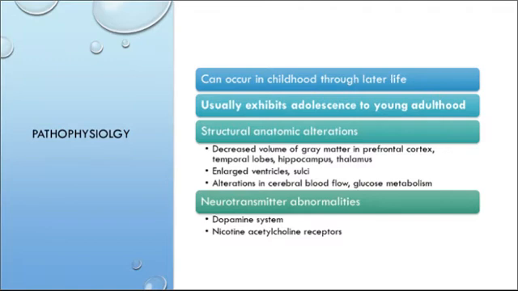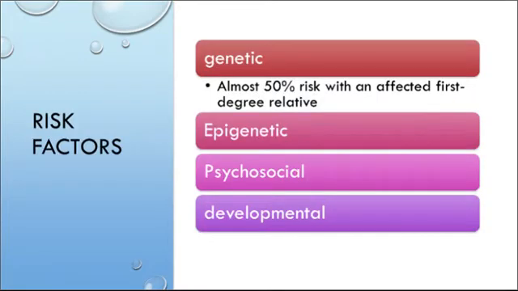Risk factors. My papers are all mixed up here. Risk factors: genetic. Almost 50% risk with an affected first-degree relative. Individuals with an affected third-degree relative, such as a cousin, have a 2% risk. And then second-degree relatives, aunt, uncle, half sibling, up to 6% risk. So there's definitely a familial genetic something.